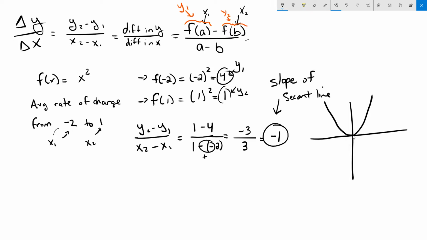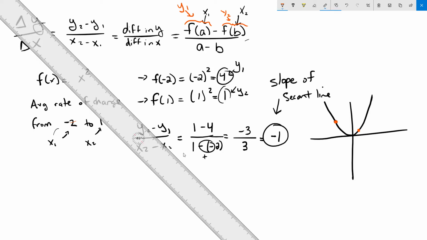So at negative 2, this should be approximately 4 right here. I'll use a different color just so you guys get an idea. So this will be our first point, right? At negative 2, it equals positive 4. That makes sense. And at 1, it should equal 1 as well, right? So right there.